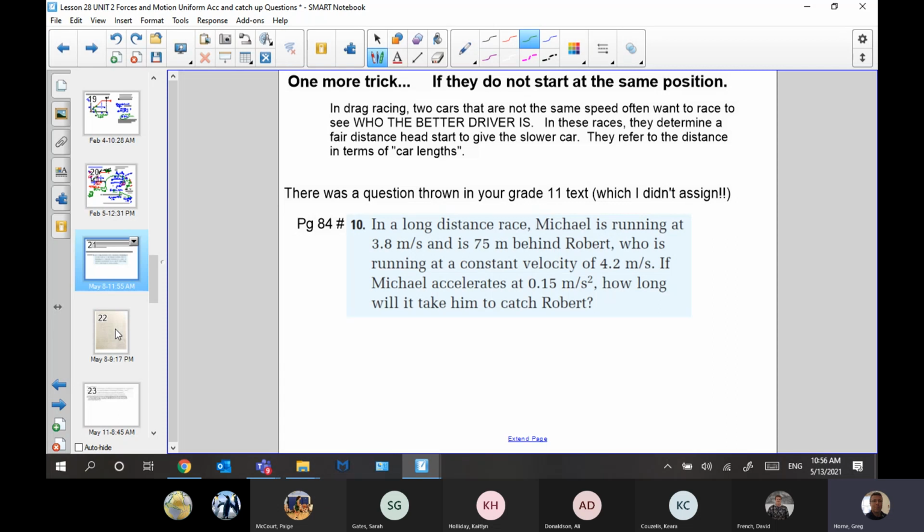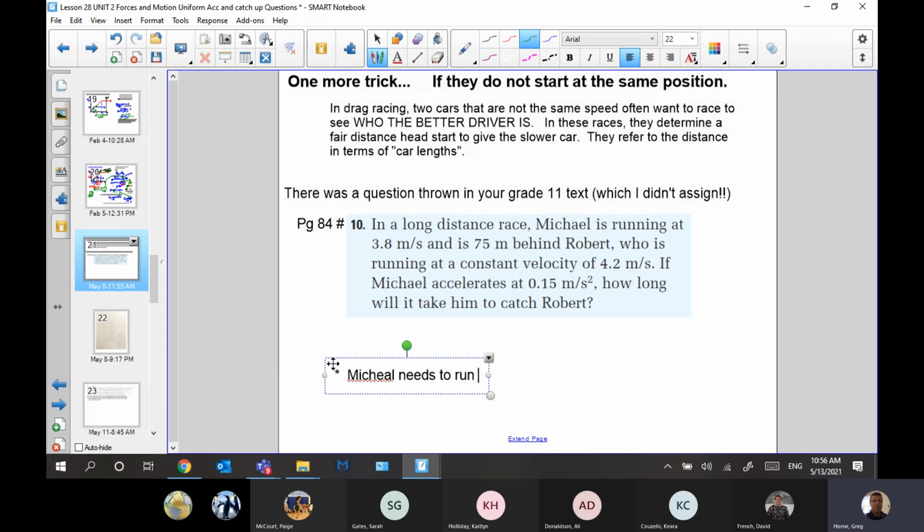But what would we do? So what's the logic of this? Like, Michael is running, blah, blah, blah. He's 75 meters behind. I think it's pretty clear that Michael needs to run 75 meters more. Right? So, clearly that's the case, right?